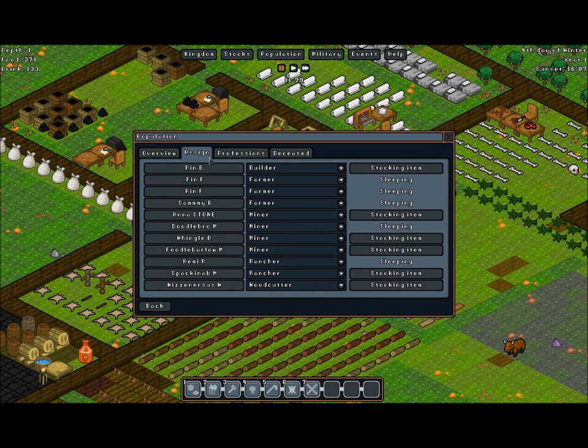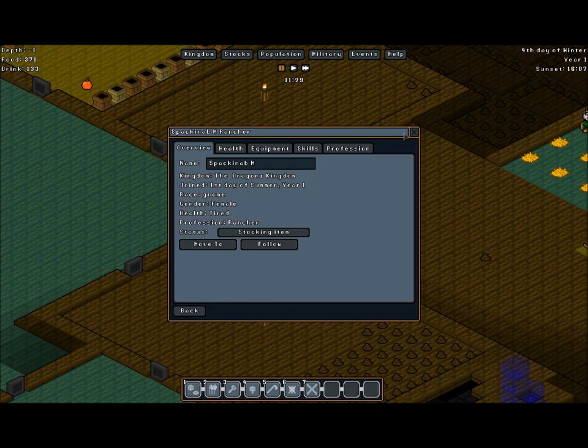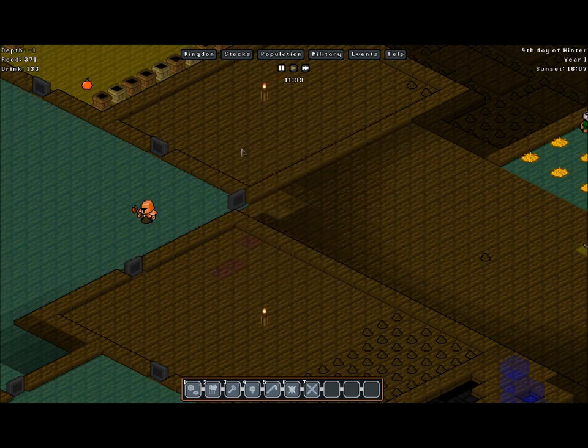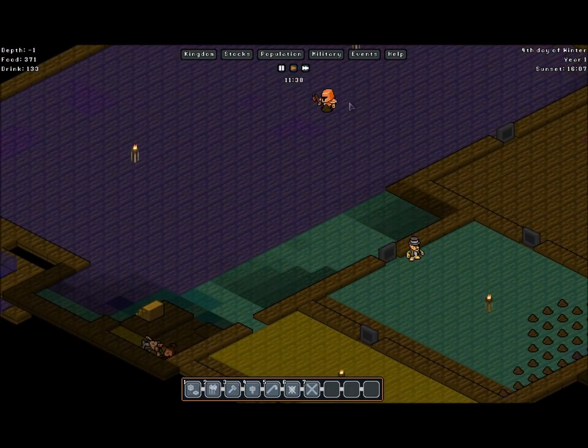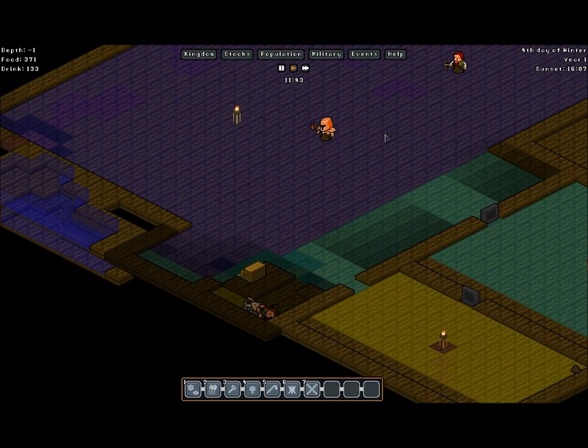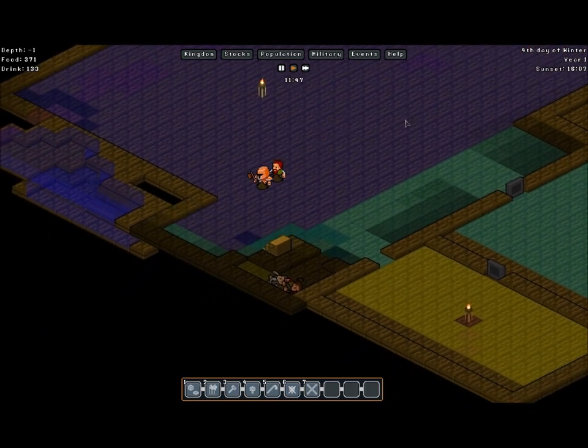Population. What are you doing now? Sammy. No, it wasn't Sammy. It was Spankin', Spanknod, whatever. Move to. What are you doing? You're the one wearing the armor? Wow.